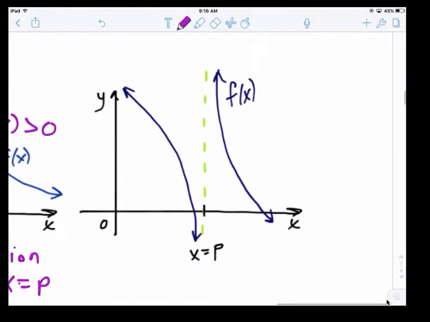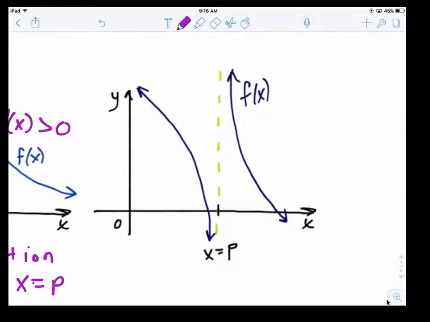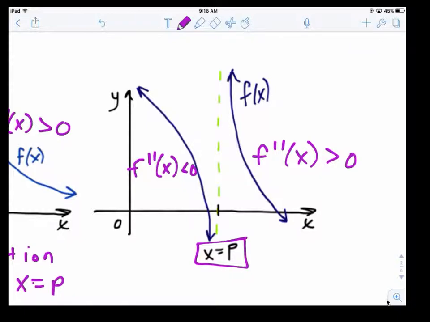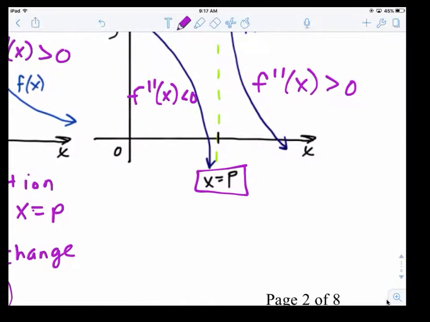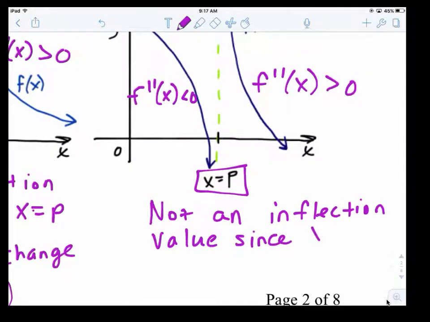All right. Now to the left of x equals p, we are concave down, and to the right we are concave up. However, what do we have there at x equals p? If I have a vertical asymptote, my original function is what at that value? Because this value is not in my original function, it cannot be considered an inflection value because x equals p is not in the domain.